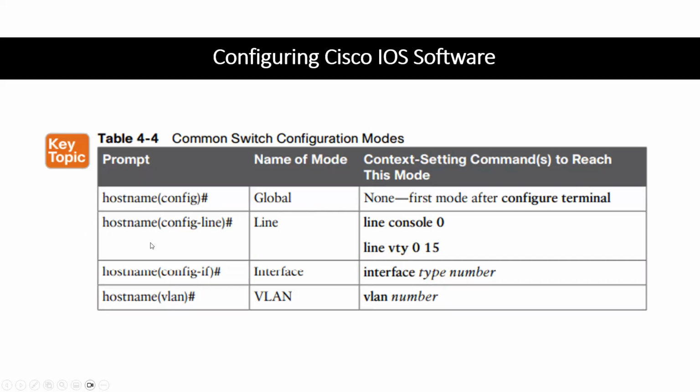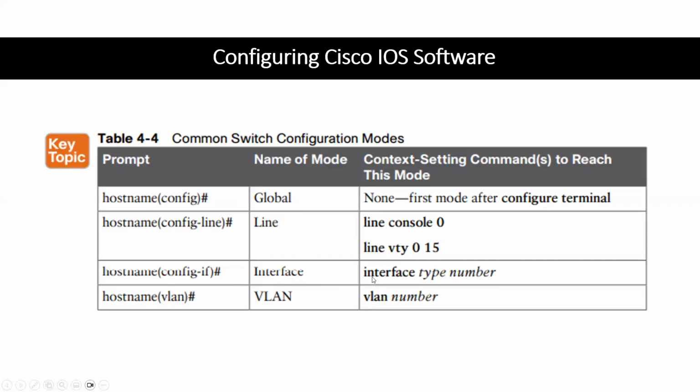Maybe we have the host name, but we have config dash line. That means we're in line configuration mode. Whether that can be line console or line VTY, we would have to identify that, but we would be in line configuration mode. Maybe we have the hostname and config-if. IF stands for interface, so now we're in interface configuration mode.